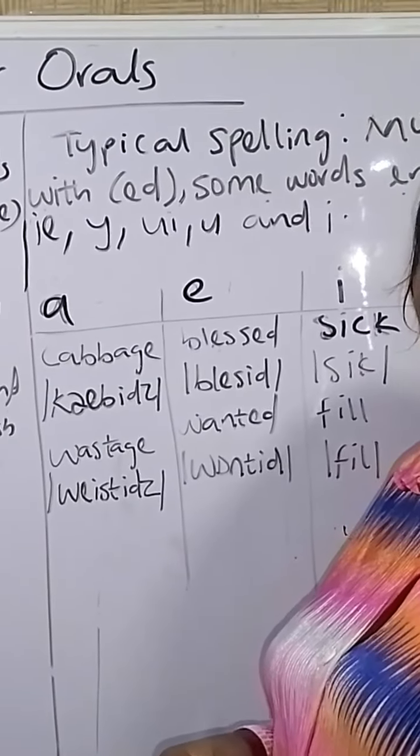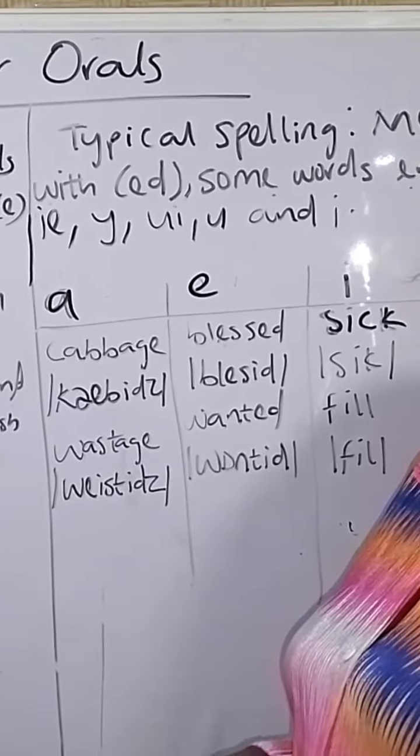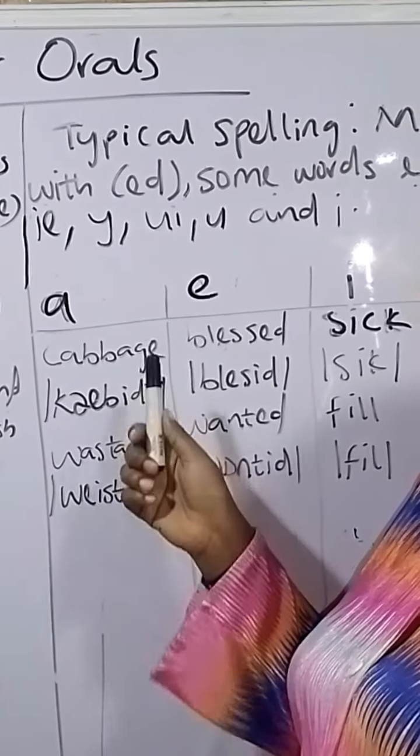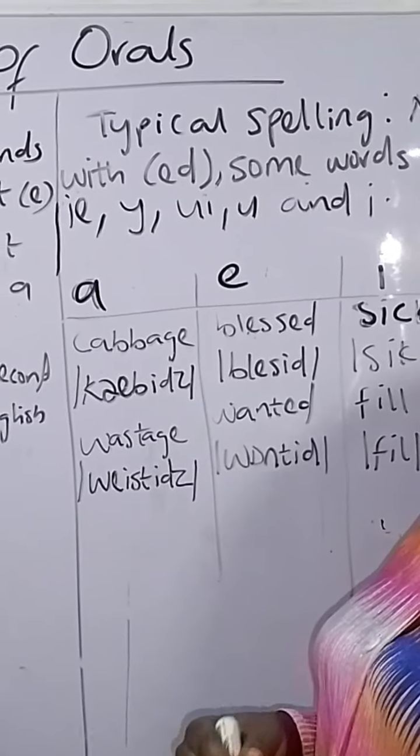In the previous class, we talked about the E sound and the typical spellings for E sound. So today we are going to be talking about one of the typical spellings, which is the A sound, and how to transcribe it.